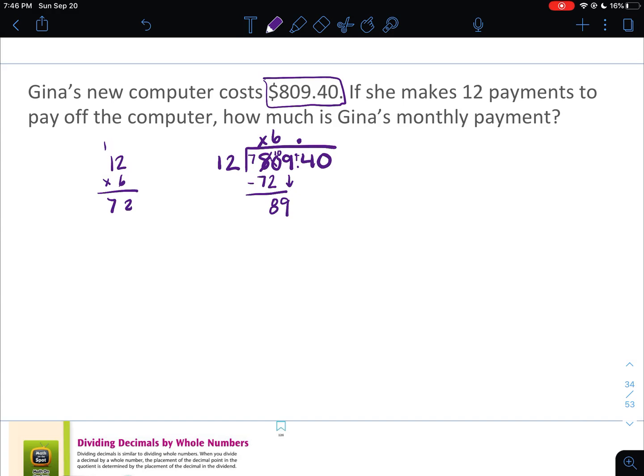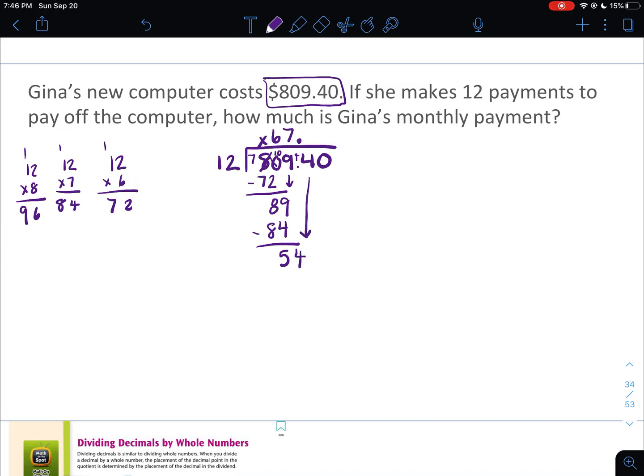How many times does 12 go into 89? Okay, well, I already did 6, and that's too low. So we're going to try 7. 7 times 2, 14. 7 times 1 is 7. 84. Oh, that is really close. So it's probably 7 times. We'll try 8 just to be safe. 8 times 2 is 16. 96. Okay, so that does go over. So it is 7 times. 7 times 12 is 84. 9 minus 4 is 5.